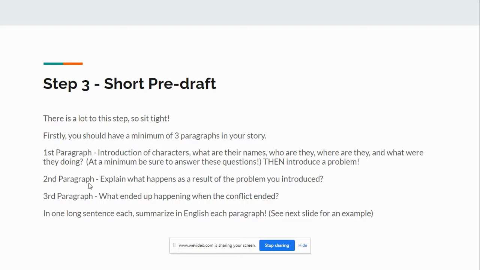Step 3, short pre-draft. Although if you do struggle with writing in Spanish, I will recommend that you draft the majority of your story in English.